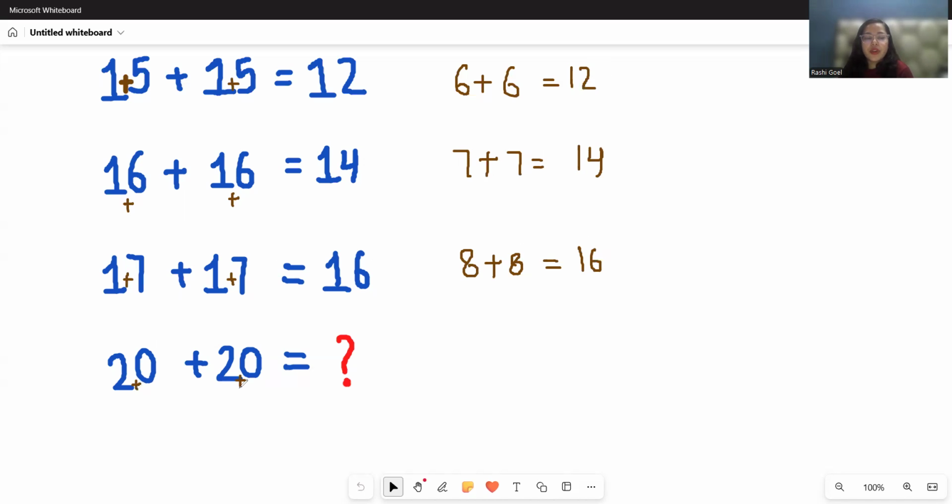So now 20 plus 20, that is 2 plus 0 is 2, 2 plus 0 is 2, and 2 plus 2 is 4. So what replaces the question mark?